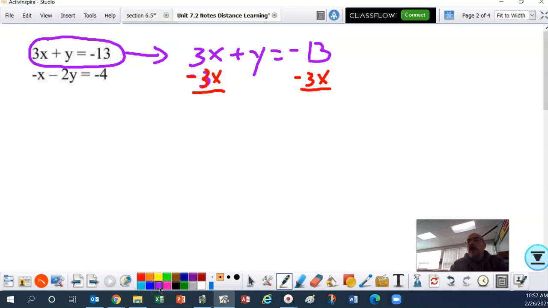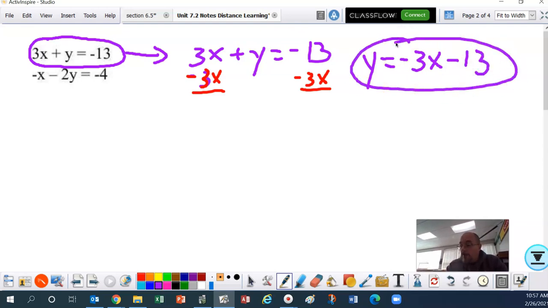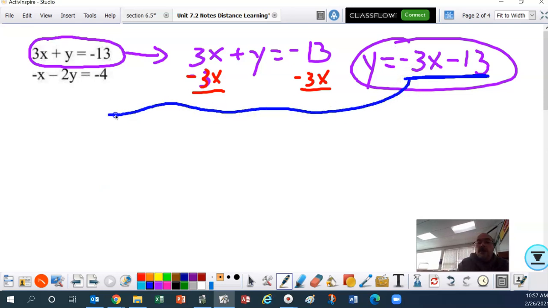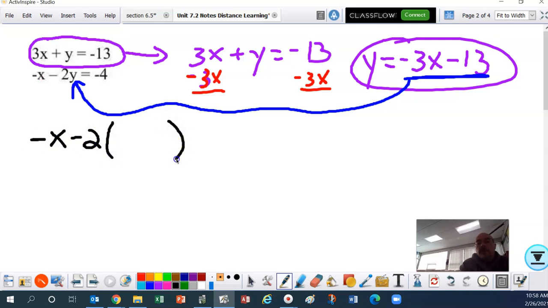Okay, so now I have y equals negative 3x minus 13. Okay, so that's step number 1. Now I'm going to do step number 2. I'm going to take the negative 3x minus 13, and I'm going to go to the other equation right there, and I'm going to replace that y with negative 3x minus 13.